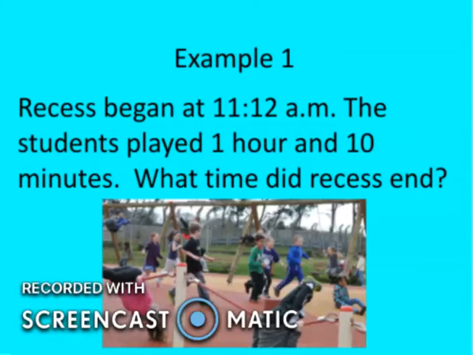Now in this particular problem, we know the beginning time. We know that they started recess at 11:12 a.m. We also know the elapsed time that took place. We know that they played for 1 hour and 10 minutes. Wow, that's a nice recess, isn't it? Everybody wants that kind of recess. We want to know what time did recess end. So we're going to hop over to our whiteboard and we're going to work this problem out using our mountains, hills, and rocks. And we're going to talk about that just a little bit more before we proceed to do this on a number line.